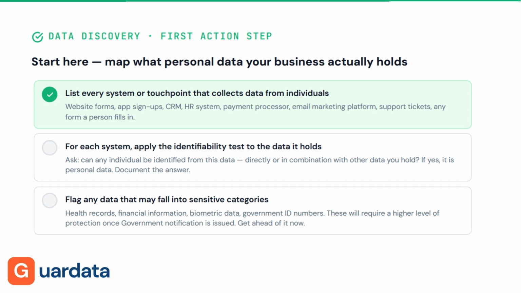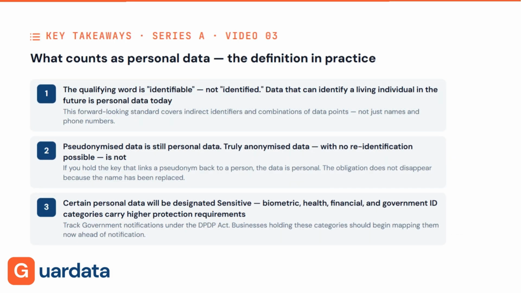3 takeaways. 1. The word is identifiable, not identified. If data can identify someone in the future, it is personal data today. 2. Pseudonymized data is still personal data if you hold the key. Only truly anonymized data falls outside the definition. 3. Sensitive personal data will carry higher obligations. Start mapping those categories in your business now.